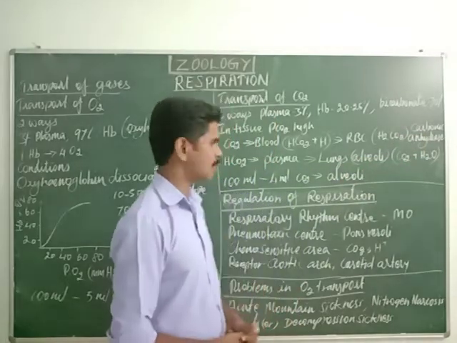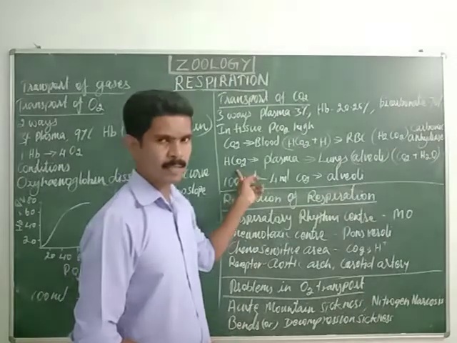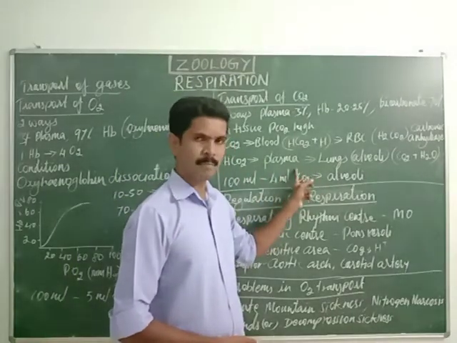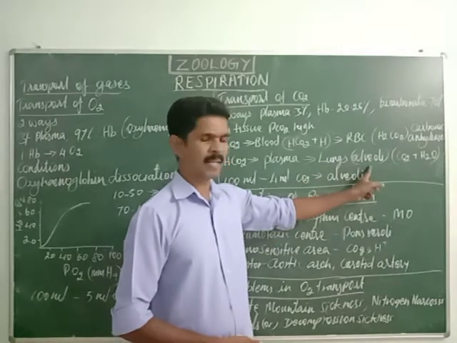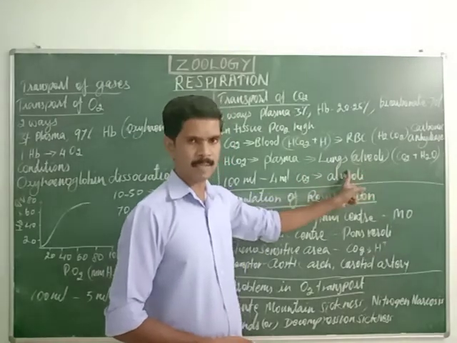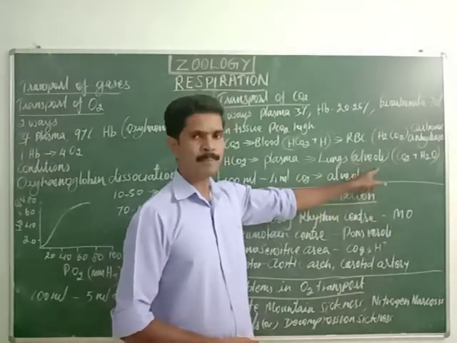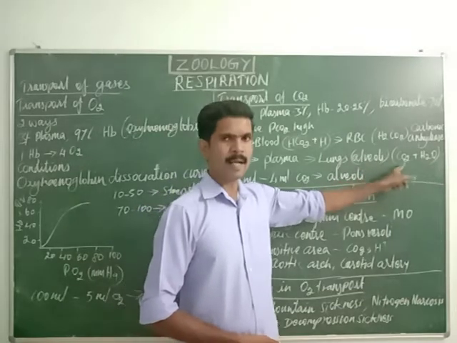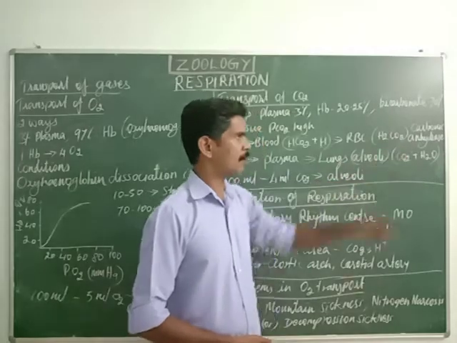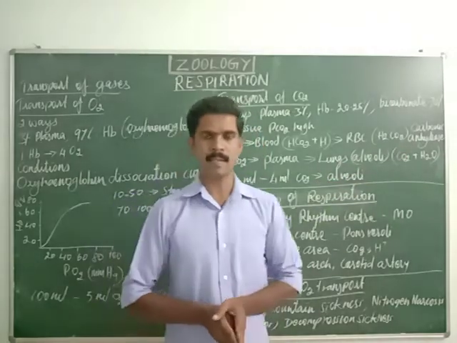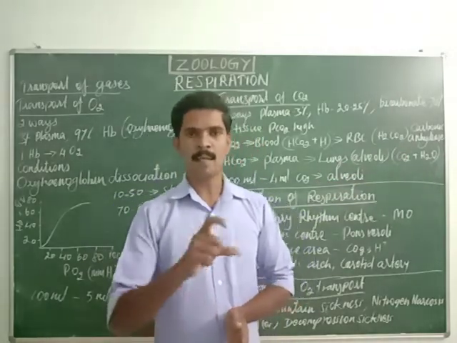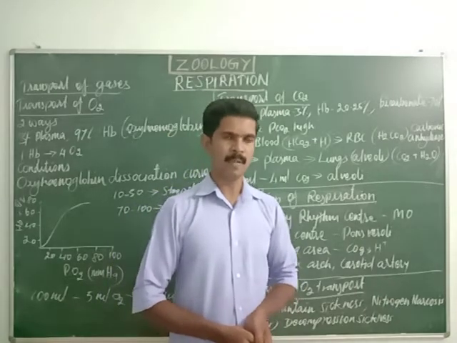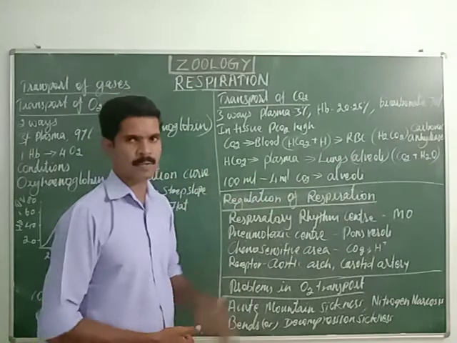Let me repeat this last point. The bicarbonate ions enter the plasma of the blood. Then from the plasma they are transported to the alveoli of the lungs. After reaching the alveoli, the bicarbonate ions are changed into carbon dioxide and water with the help of the same carbonic anhydrase. So the carbonic anhydrase enzyme does this action in both directions. Hope you understood this point.